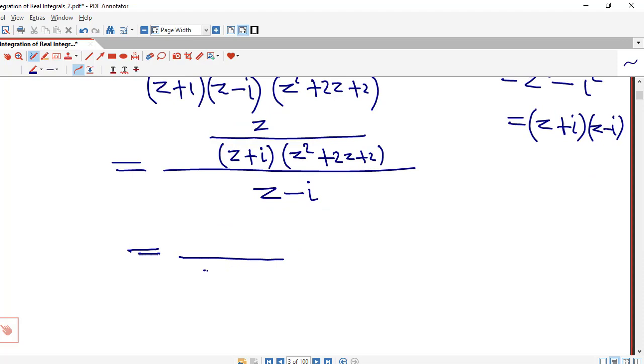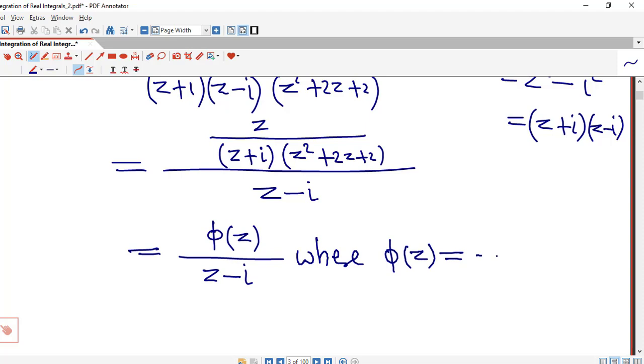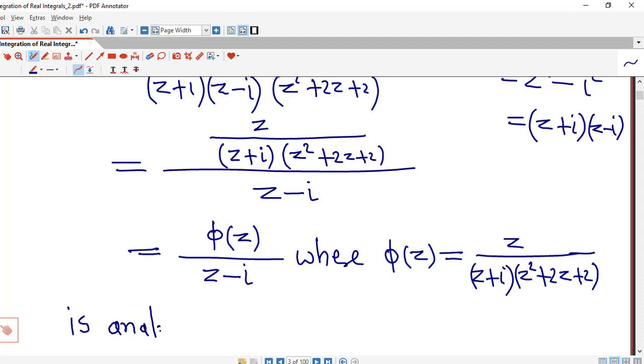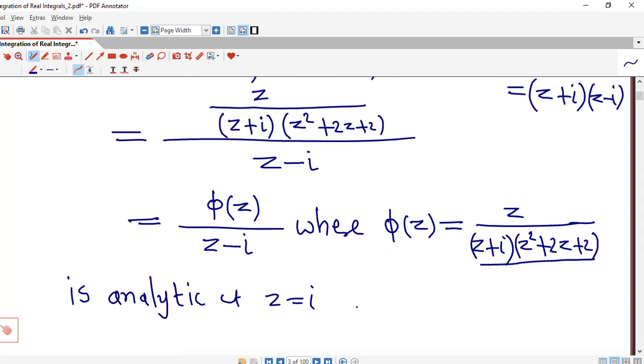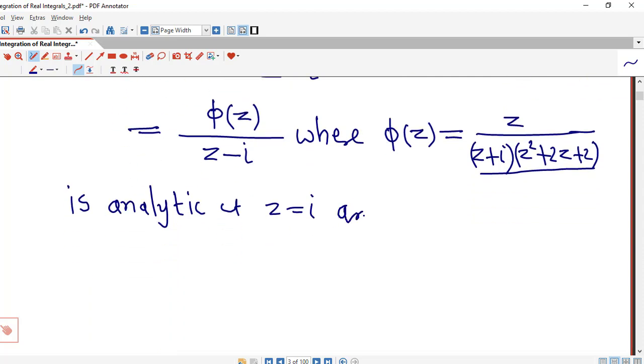And we consider the numerator as a function of z, say phi of z, where phi of z is nothing but z divided by (z plus i) times (z square plus 2z plus 2). This function phi of z is clearly analytic at z equal to i, because it is a rational function and the denominator is non-zero at z equal to i.